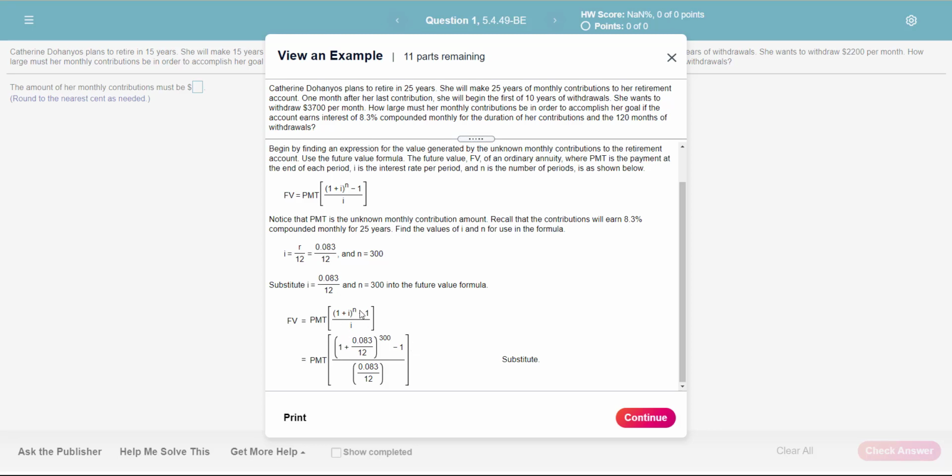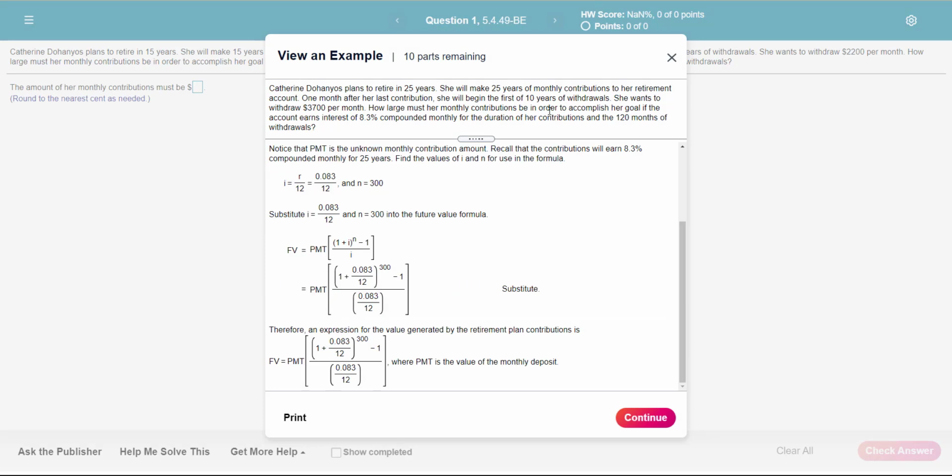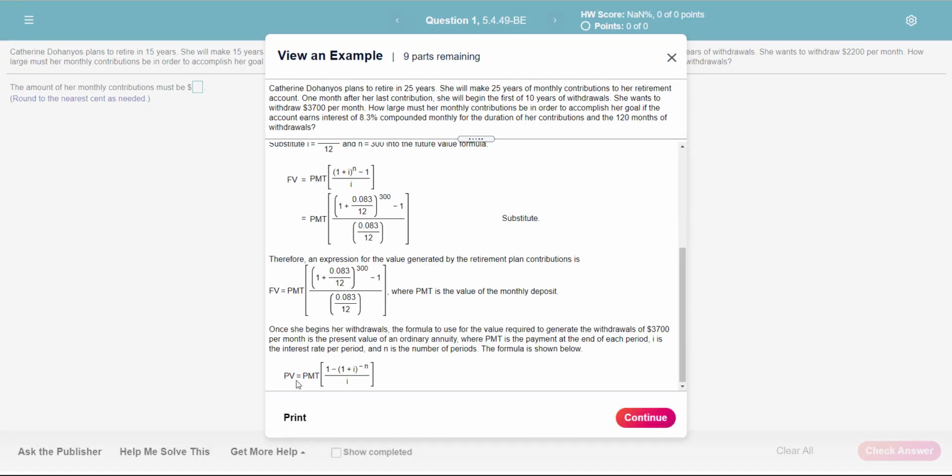And you can see the big ugly formula for future value, because they want to know in the future how much money they will have based on a payment that we don't know, because they're asking how large must her monthly contributions be. And then after that, she wants to withdraw $3,700 per month. Sounds kind of nice, right? So that's the present value.